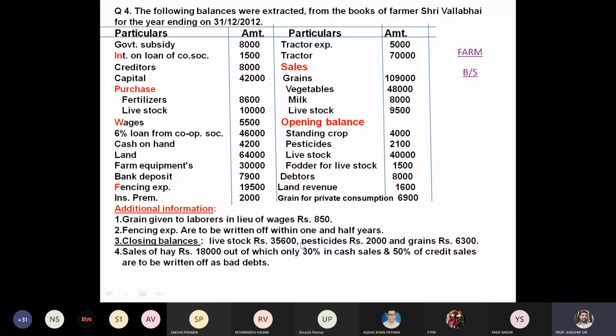Second will be given as an asset in the balance sheet. So go to the balance sheet. 8,300. Can you see the balance sheet? No, sir. Okay. I will try again. Don't worry, I will try again.